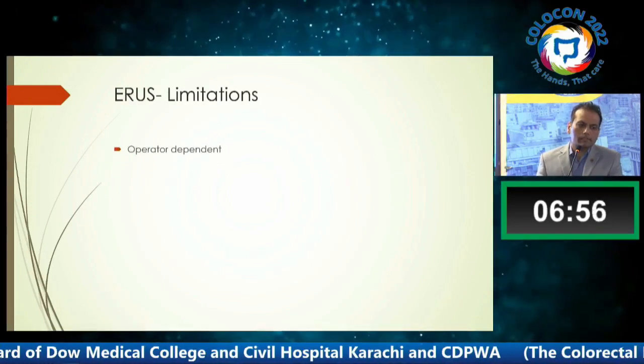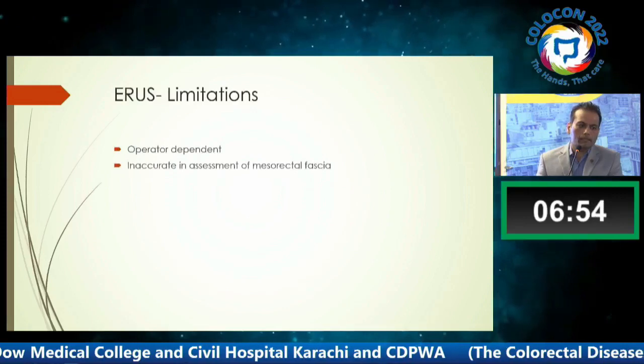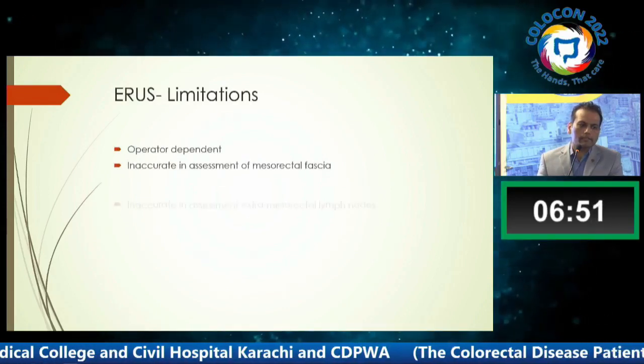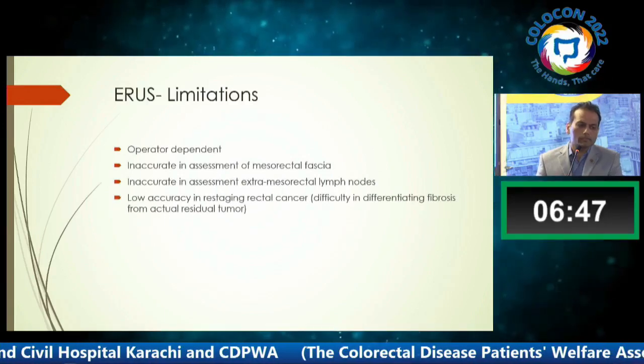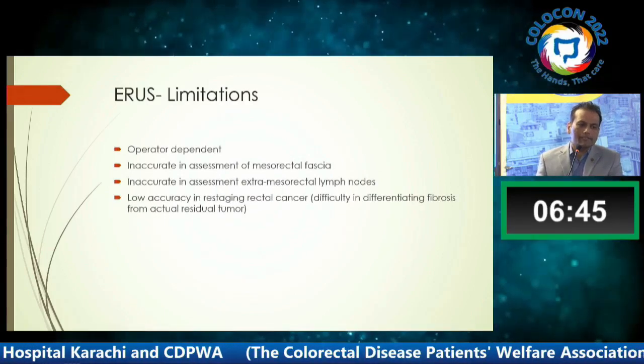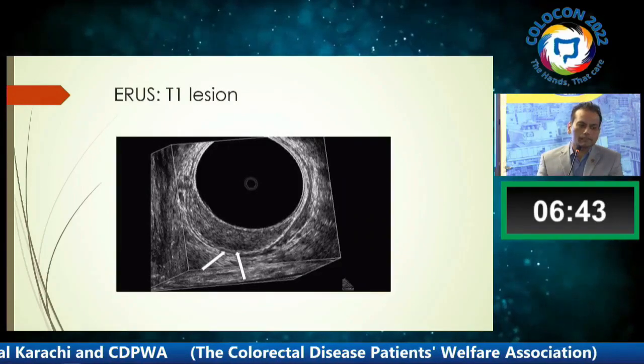Limitations of endorectal ultrasound: it is very highly operator dependent. It is inaccurate in assessment of the mesorectal fascia and inaccurate in assessment of extramesorectal lymph nodes. It has low accuracy in re-staging of rectal cancer.